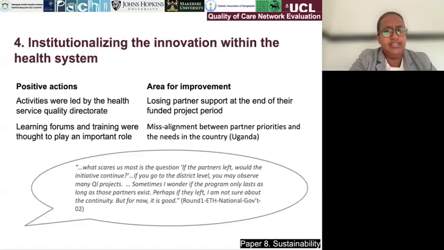So the fourth is institutionalizing the innovation within the health system. In our study sites, all QCN activities were embedded within the system and were led by the national government of each country and their Ministry of Health. In addition to that, the learning forums and trainings played an important role in institutionalizing the Quality of Care Network and its activities in the system. However, losing partner support at the end of their funded project period, and misalignment between partner priorities and the needs in the country, were considered a sign of suboptimal institutionalization of this innovation. Next slide, please.